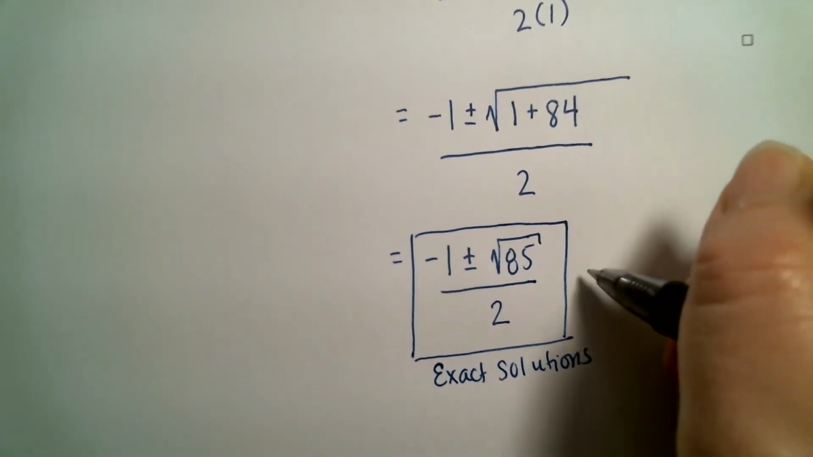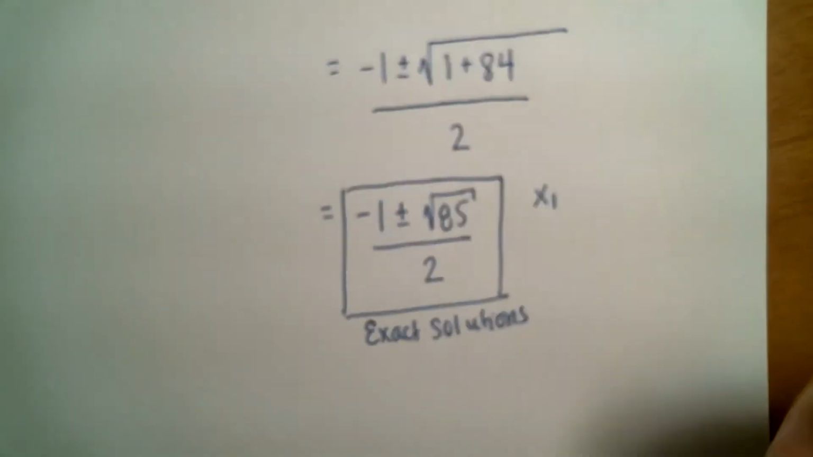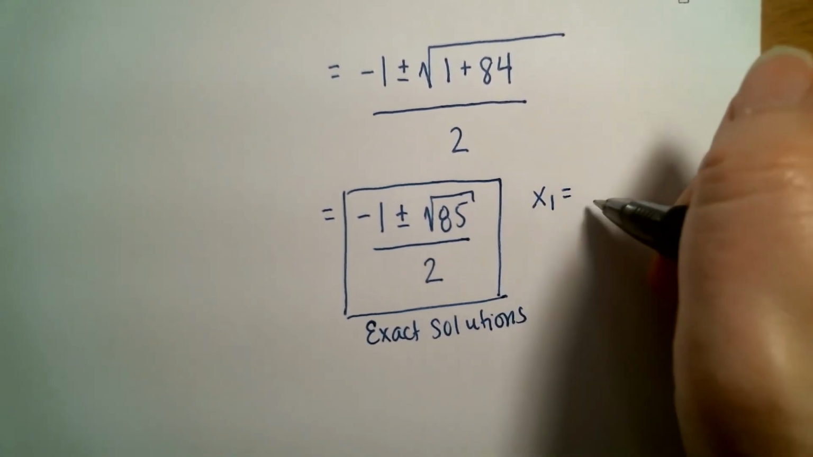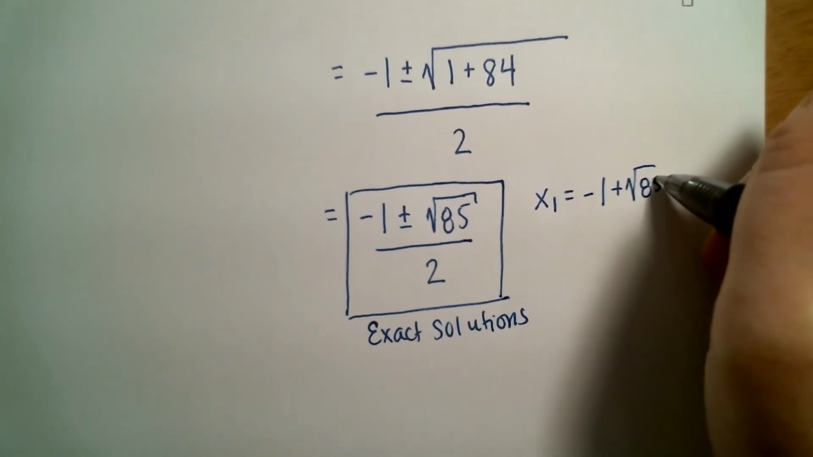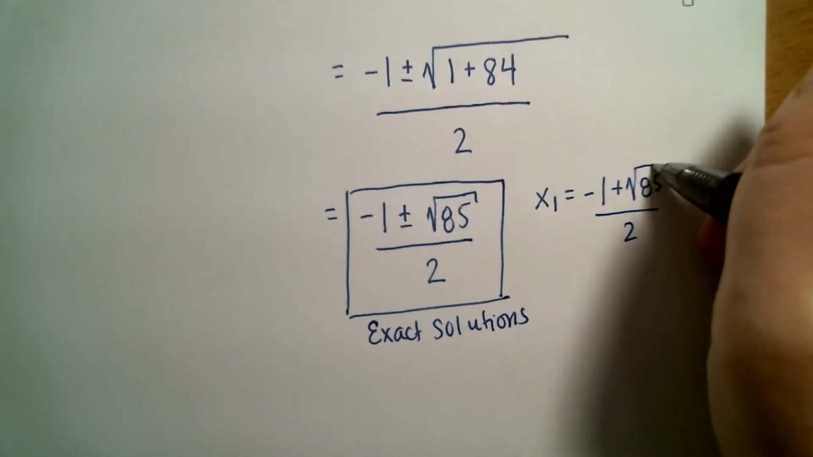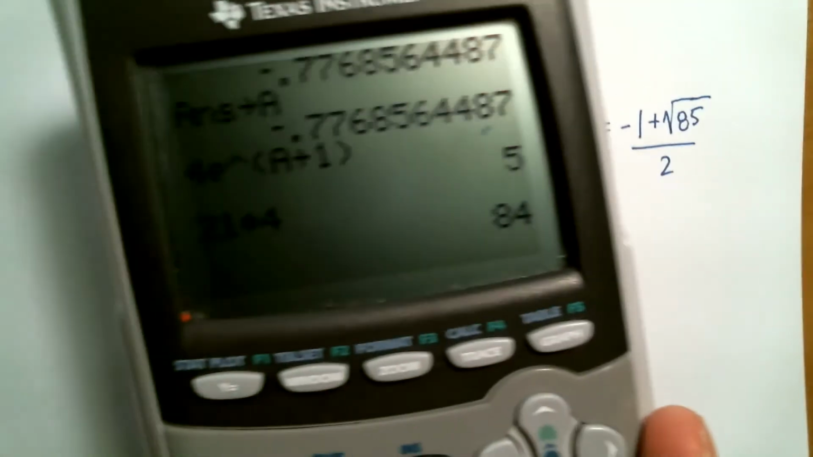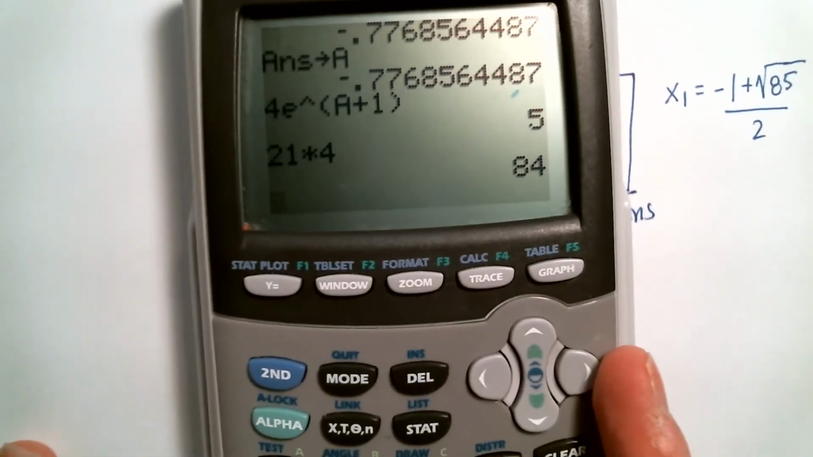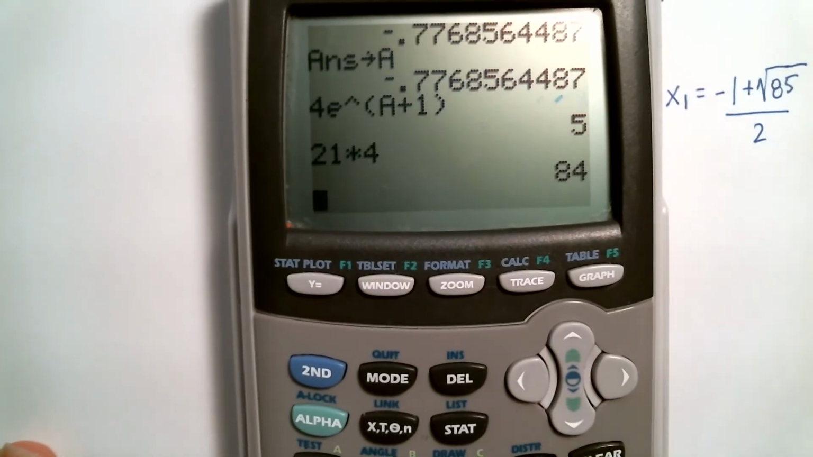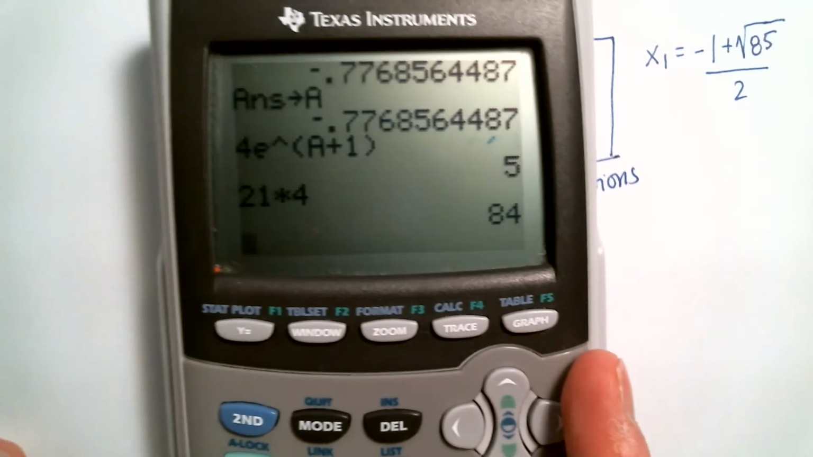Okay, so remember we need to get a decimal approximation. I'm going to go ahead and write out the first exact answer, which is negative 1 plus the square root of 85 divided by 2. And then I'll get a decimal approximation for that one. Square roots, if you don't know them off the top of your head, are going to be irrational. So let's go ahead and try to plug this in.